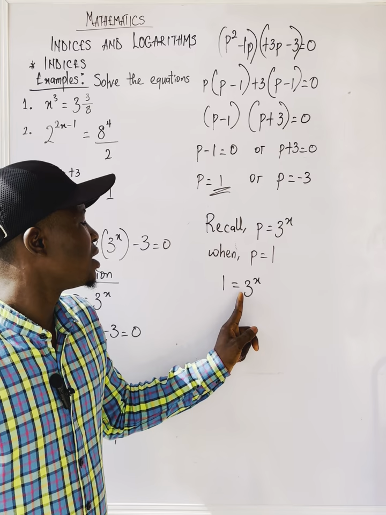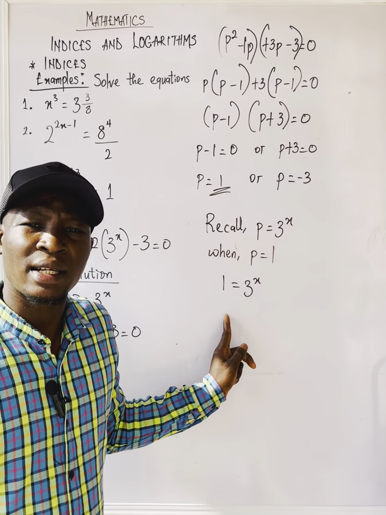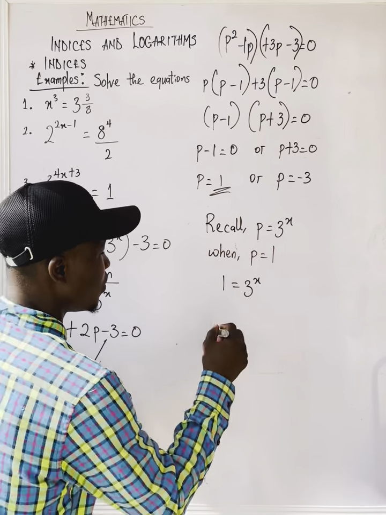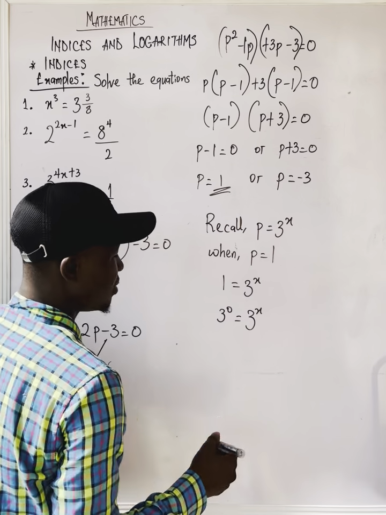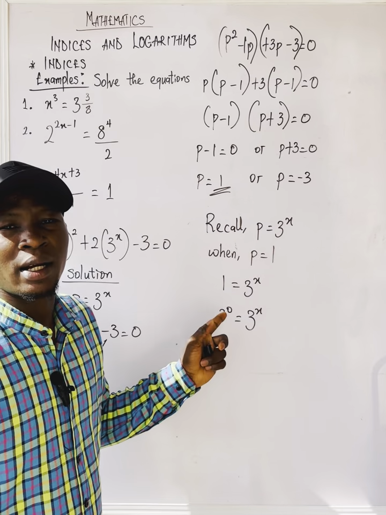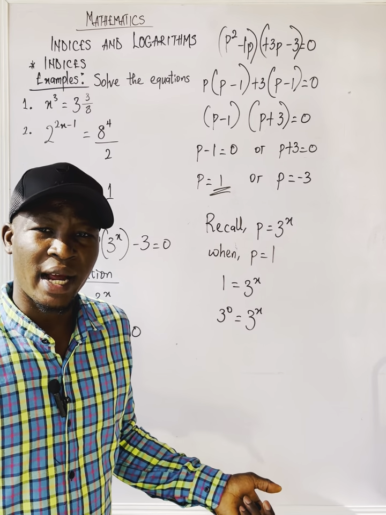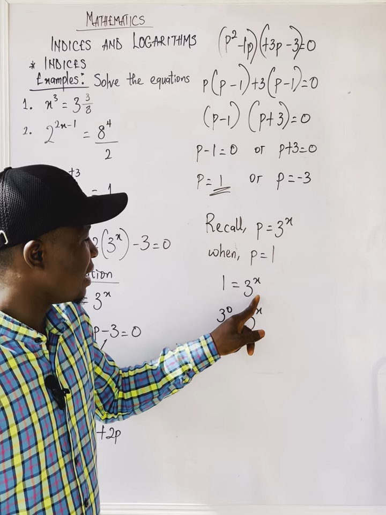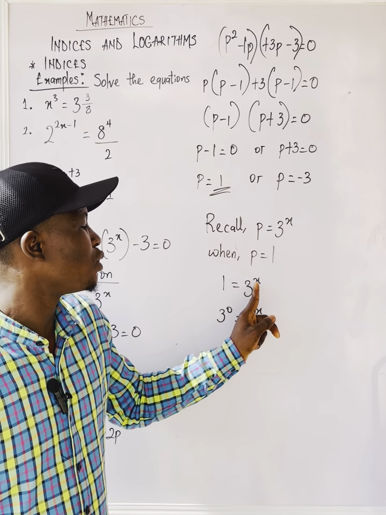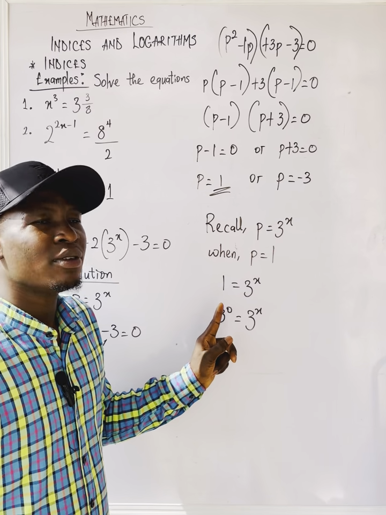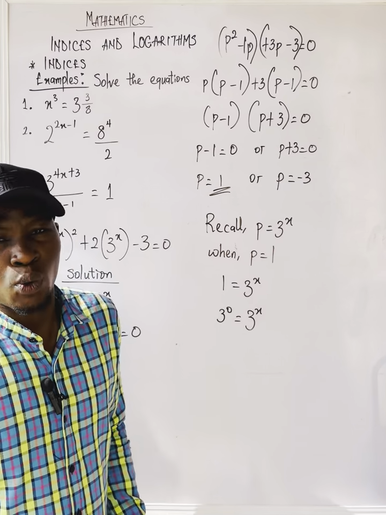So if they say 1 is equals to 3 to the power of x, this 1, I can still write it as 3 to the power of 0 equals to 3 to the power of x. 3 to the power of 0 is still 1. Anything raised to the power of 0 is what? 1, right? But since I need 3, that's why I'm using 3 to the power of 0. If here is written as 5 to the power of x, I'll say 5 to the power of 0 is still equals to what? 1.